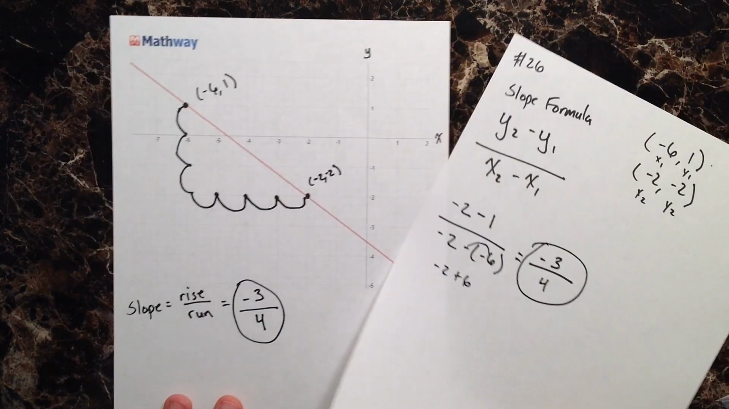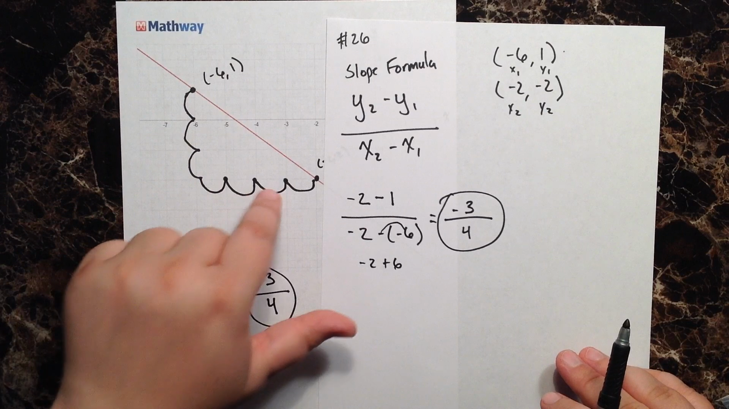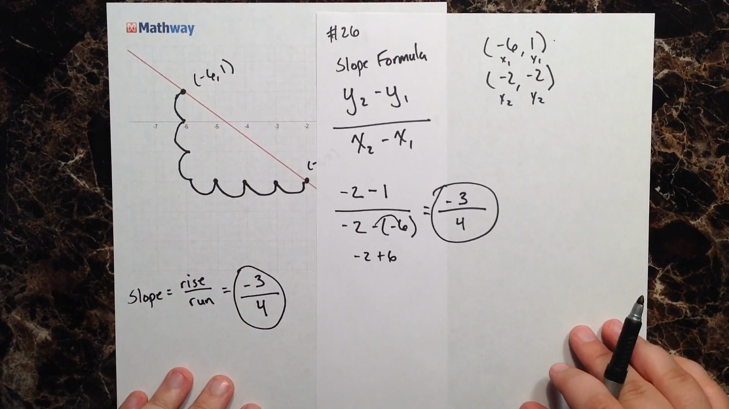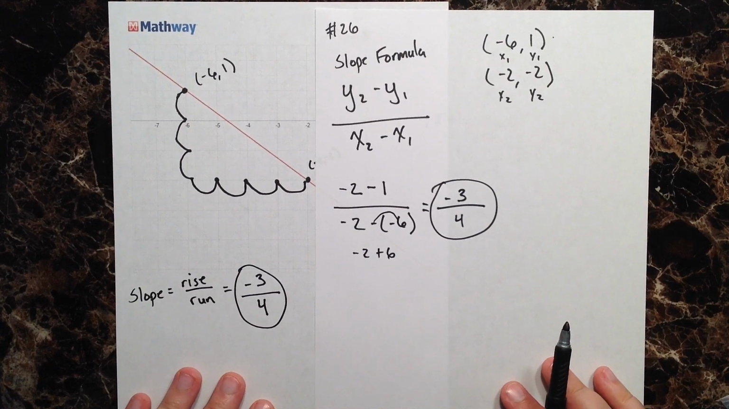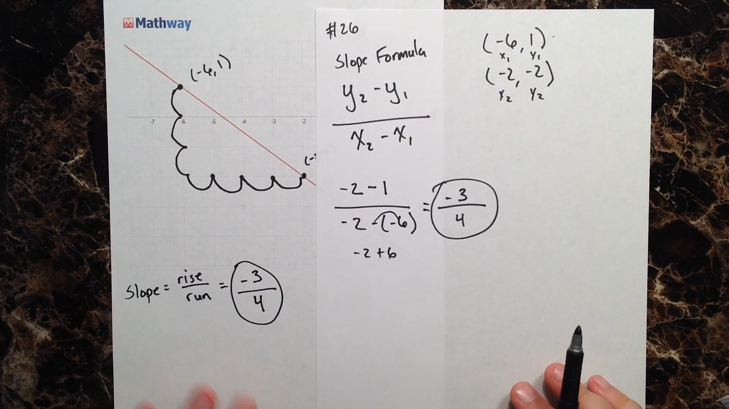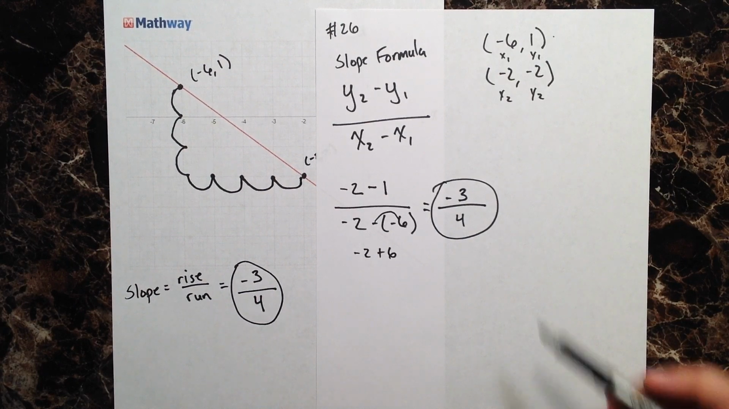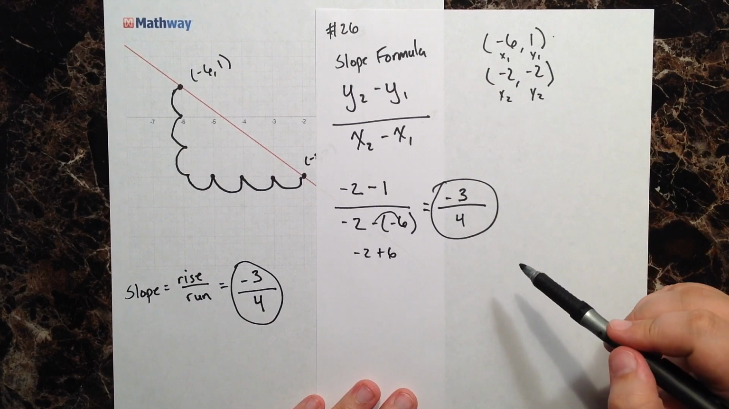And so again, my slope, whether I visually, physically count on my graph, my rise over run, or whether I plug it into the slope formula, you can see I still get the same answer either way. And so in this case, our slope is -3/4. We fall 3 and run to the right 4.